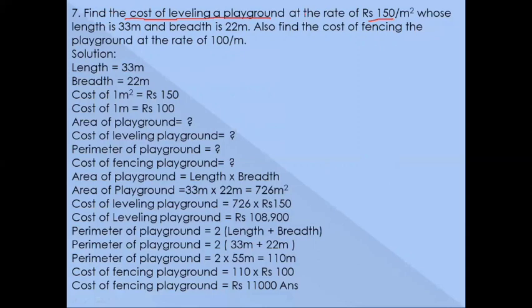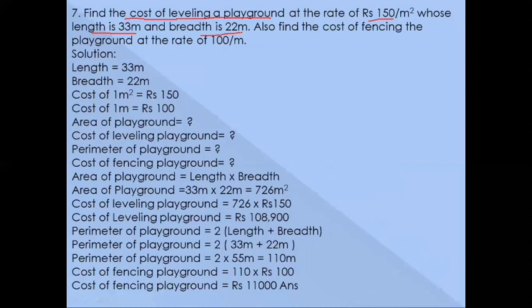Okay, dear, here you can see that length is equal to 33 meter and breadth is equal to 22. Now definitely when length and breadth are given, we will immediately think of the geometrical figure whose name is rectangle. Why? Because length and breadth are given. If only one side is given, we will immediately think of the square.